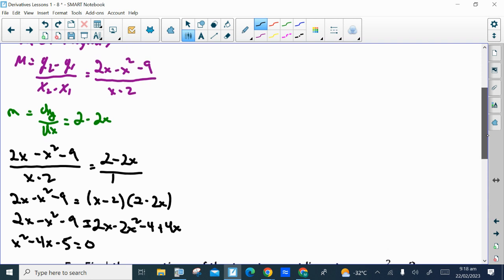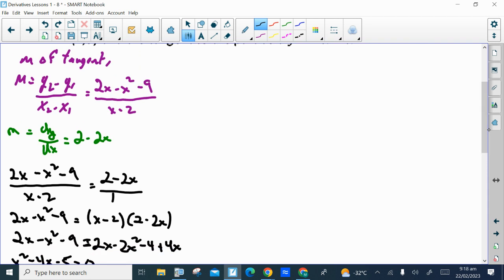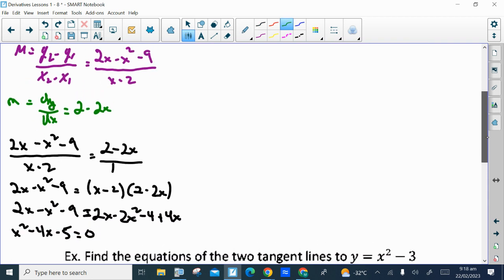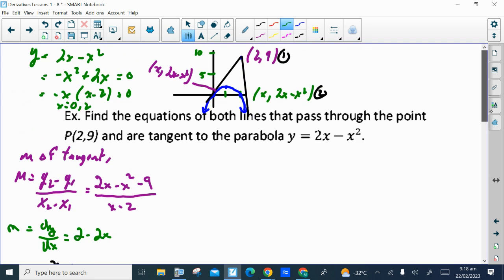And we can solve that quadratic by factoring. So again, I'm solving the quadratic x squared minus 4x minus 5. The factors there would be x minus 5, x plus 1. So x equals 5 and negative 1. Which, if we look at our graph at the top, x equals 5 will be the point of tangency on the right. X equals negative 1 will be the point of tangency on the left. Those are the x values at the point of tangency.